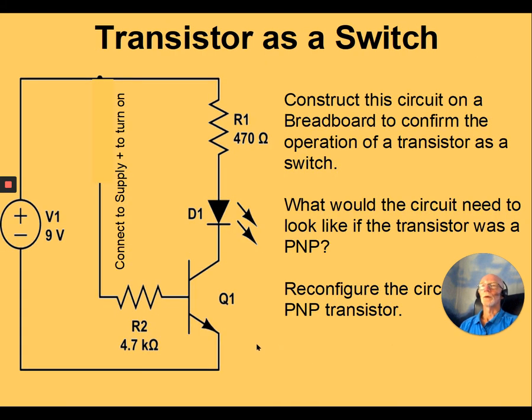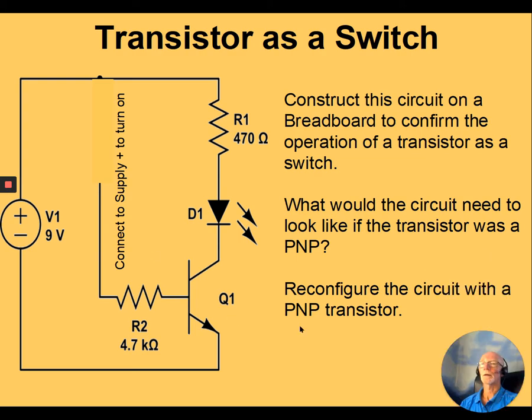So what you're going to do in the lab is make up a little circuit like this with one of the transistors, and then connect it to the supply or the negative and see what makes it turn on. We're going to confirm our theory that for an NPN transistor, the base needs to be positive with respect to the emitter, so NPN, positive.